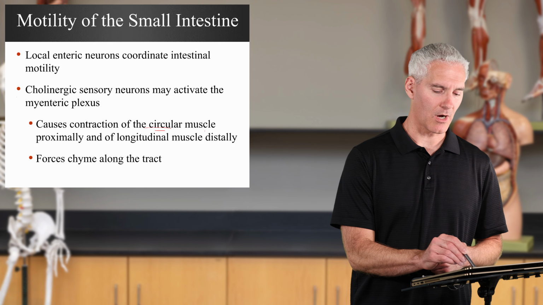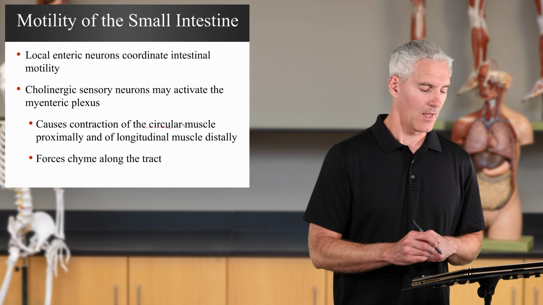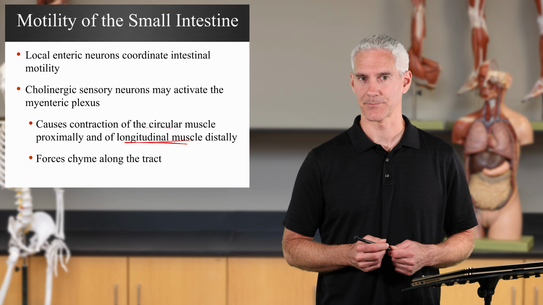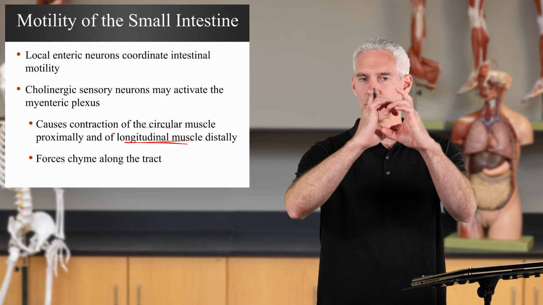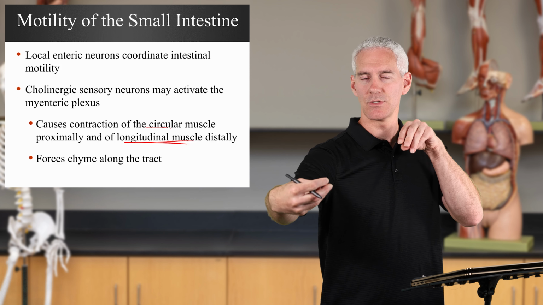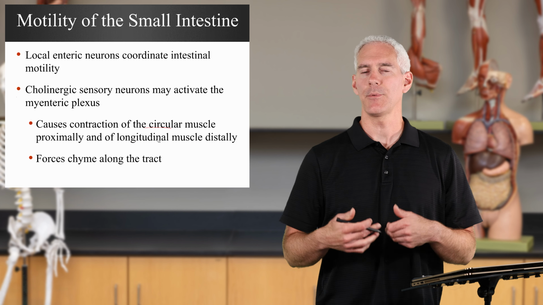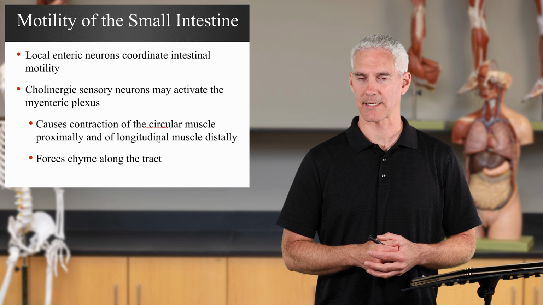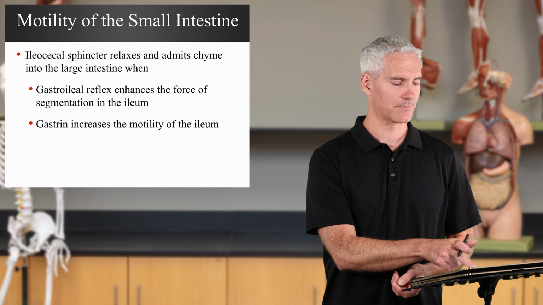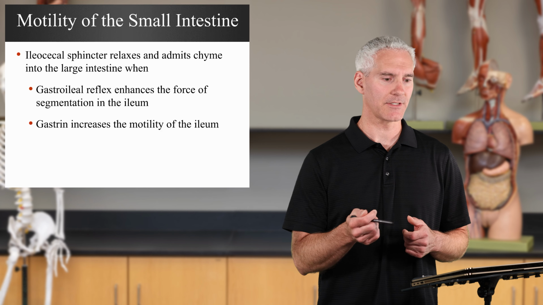So what happens here is we're causing this circular muscle to contract proximally. And we're talking about the longitudinal muscle contracting distally. So the circular muscle contracts and squeezes and makes the lumen smaller. The longitudinal contracts and shortens the tube a little bit. This is helping to force the chyme along the tract, helping to move it and propel it down the small intestines. The goal is to get down to that ileocecal sphincter.